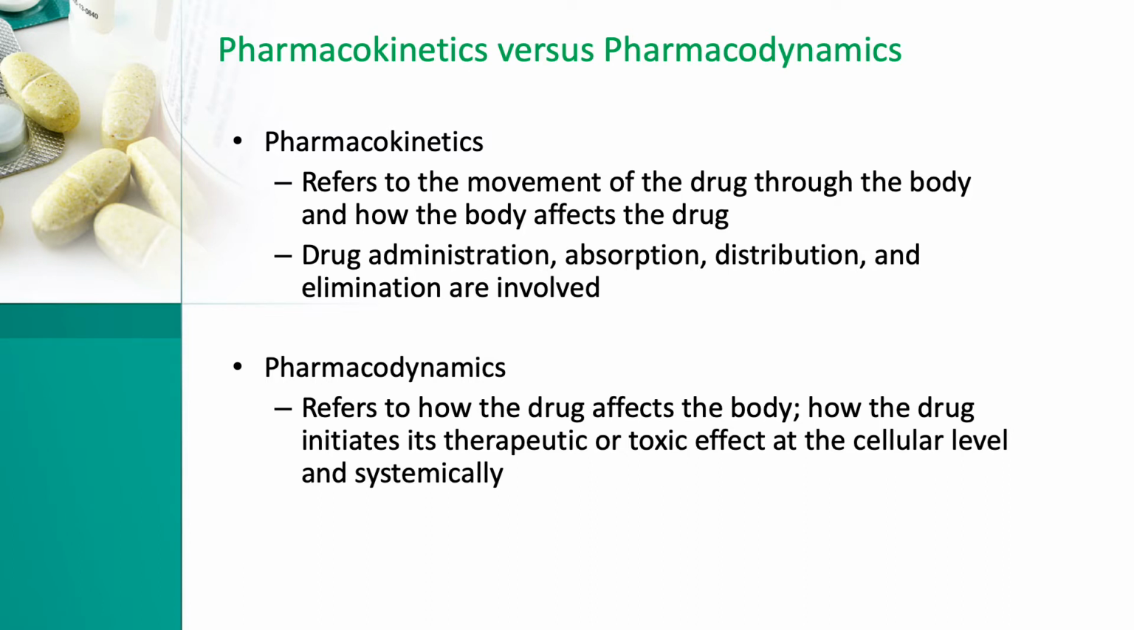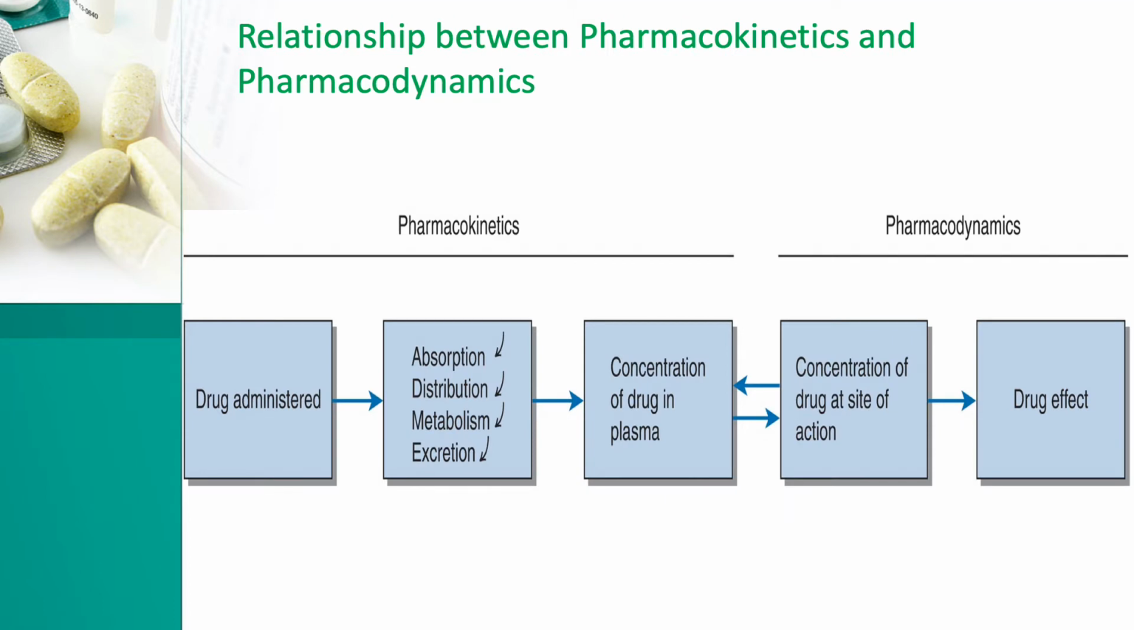Pharmacodynamics refers to how the drug affects the body, how the drug initiates its therapeutic or toxic effect at the cellular level and systemically. This figure demonstrates the relationship between pharmacokinetics and pharmacodynamics. Once the drug reaches the site of action, the drug effect is produced, which is pharmacodynamics.